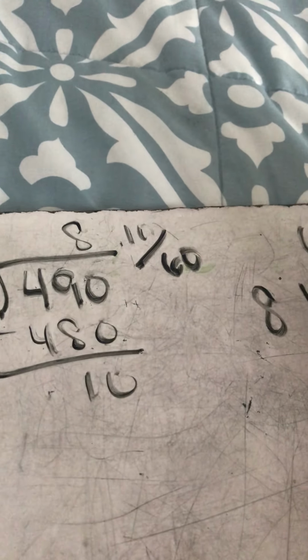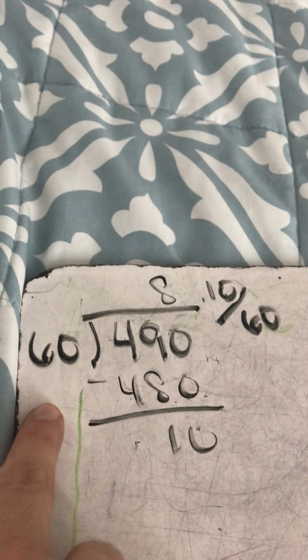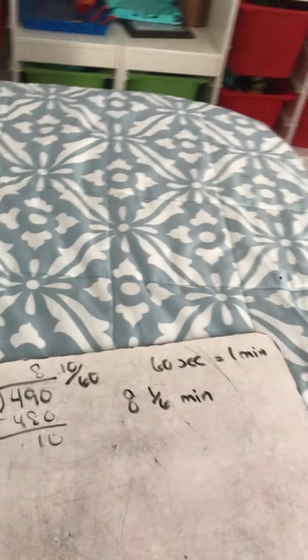8 and 1/6 minutes. Okay, do you see that? The leftover was 10 over the 60. That means 1/6, 8 and 1/6, or 8 minutes and 10 seconds.